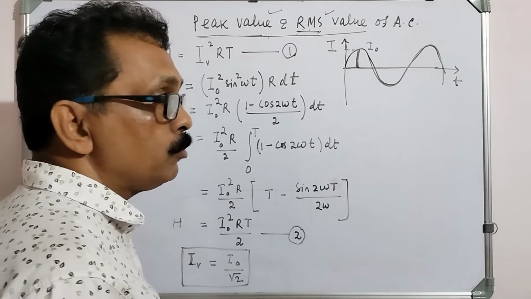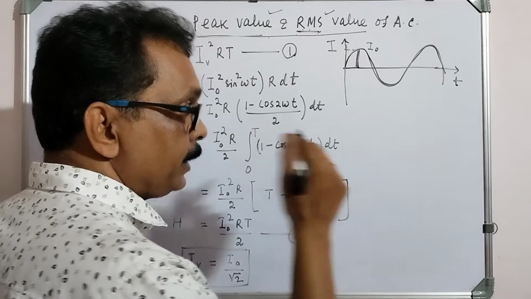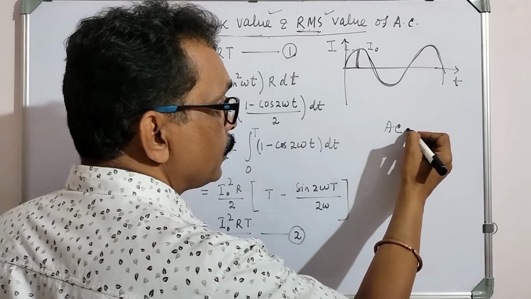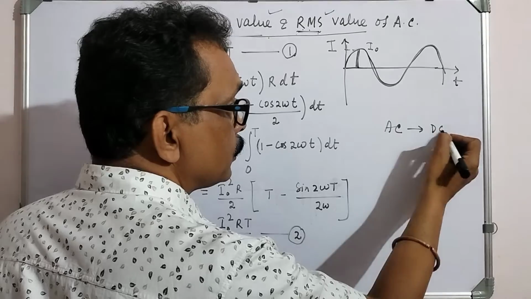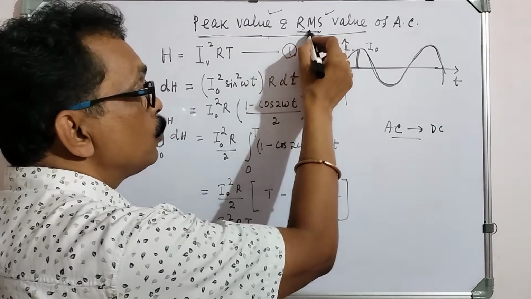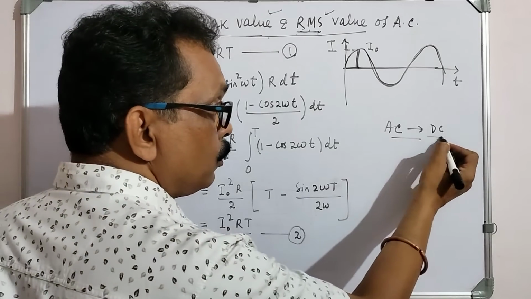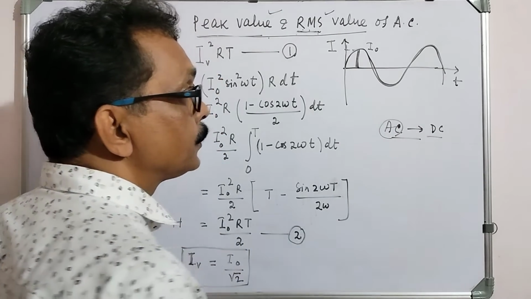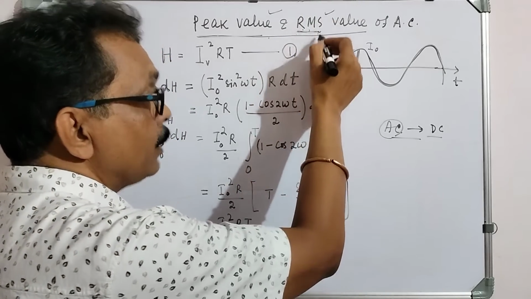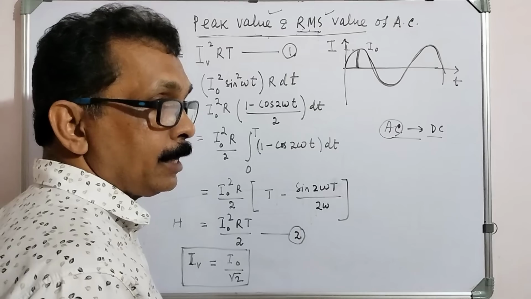suppose in electronic instruments, take the case of a rectifier. In a rectifier, you can convert AC to DC. So here there is a need of the root mean square value. What will be the DC value of the AC? So today we will discuss what is the RMS value and how peak value is related to RMS value.